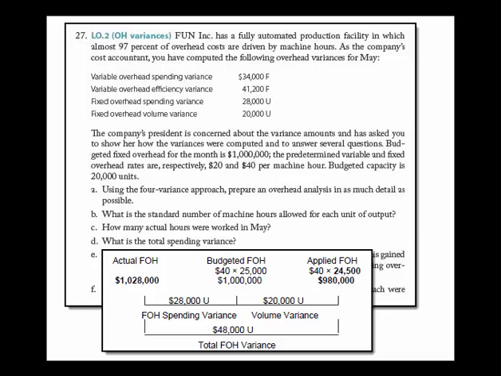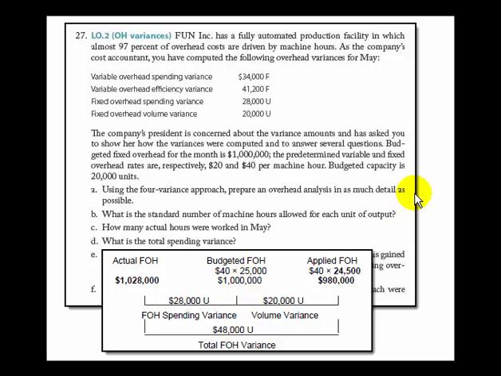Okay, now I've placed the answer on the bottom part of the screen, and let me walk you through how we actually work with this. We start off with fixed overhead. We know that $1 million was the budgeted fixed overhead amount. And if we divide that by $40, which was the overhead rate per machine hour, we know that 25,000 hours were the budgeted number of hours, right? 1 million divided by 40 would give us 25,000. So that gives us our budgeted fixed overhead amount.